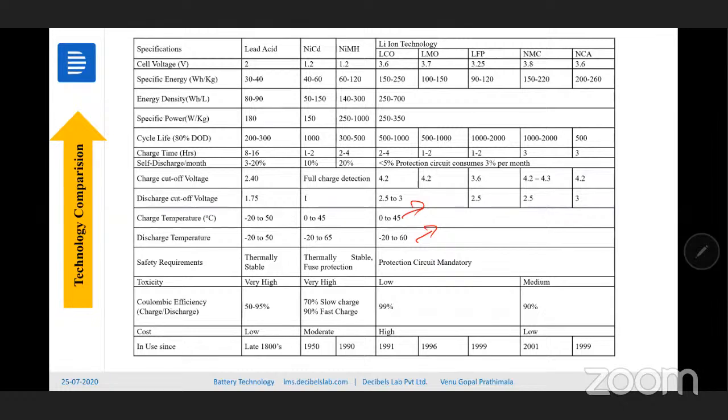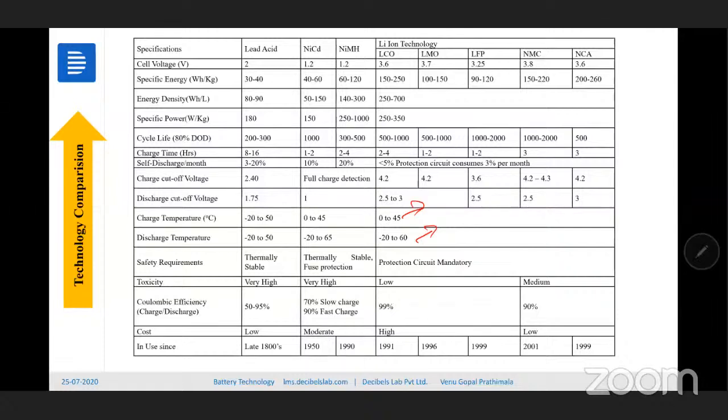And safety requirements, of course, safety plays a very important role. There are some problems with safety with lithium-ion technology. We have to be very careful with lithium-ion technology cells, so it needs extra safety parameters. That's why we are using battery management systems to control the voltage, the current and the temperature. So that's one backdrop of that. It needs extra safety.